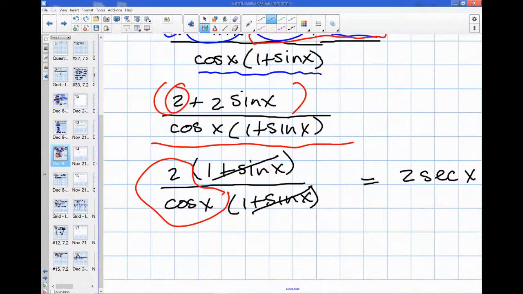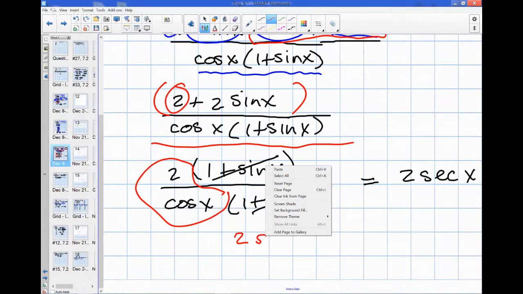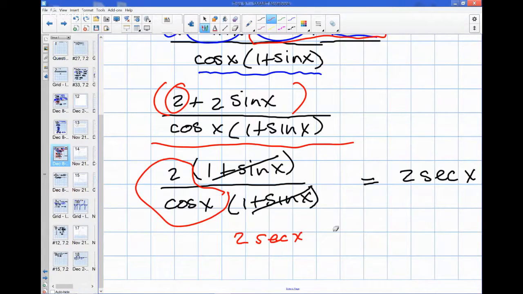2 over cosine. Well, isn't cosine the reciprocal of the secant? Hey, we got it. 2 secant x equals 2 secant x. And those are exclamation points just because of joy. Okay, so, or in other words, smiley face, we have achieved our goal.